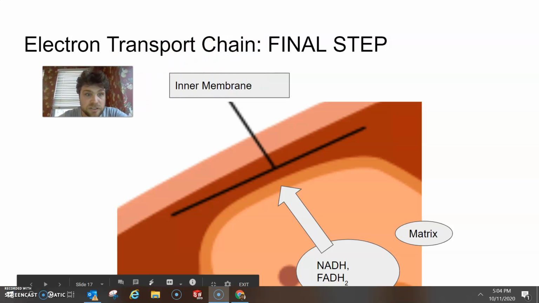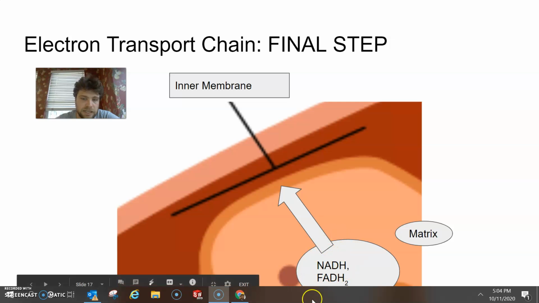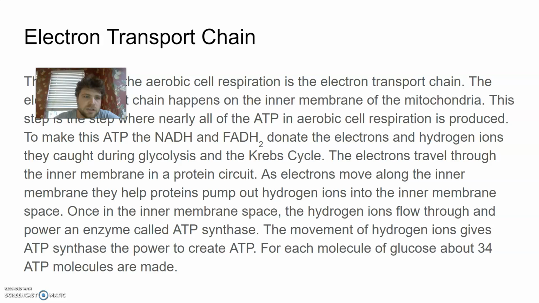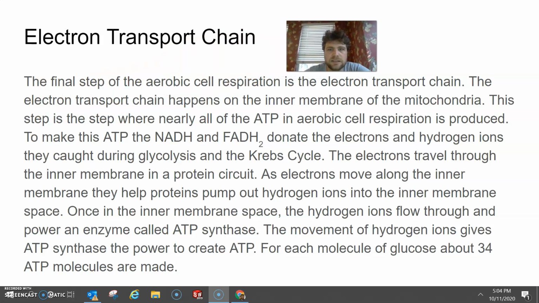All right, and so our final step, we are going to the electron transport chain. We're going to the inner membrane of the mitochondria. And from the Krebs cycle, NADH and FADH2 are going to travel there. So again, I would like you to pause the video and read this text, and unpause when you're ready to go.